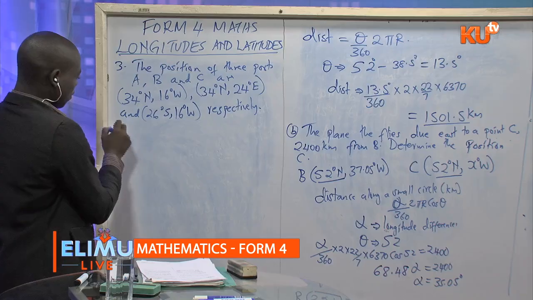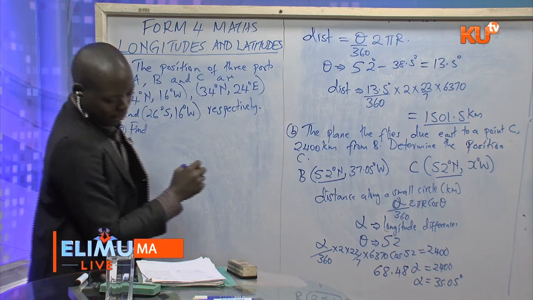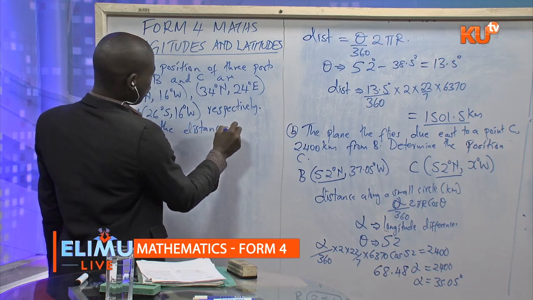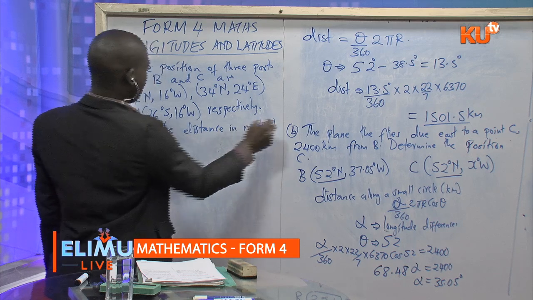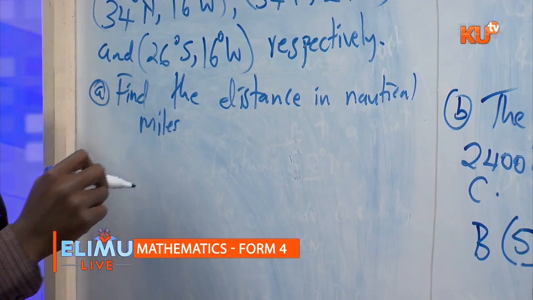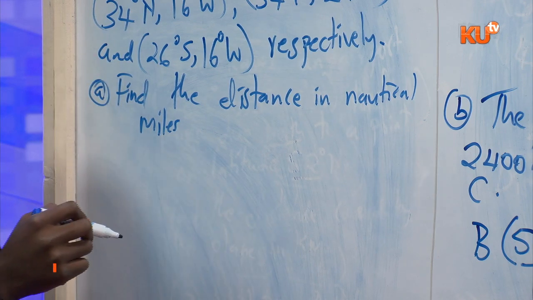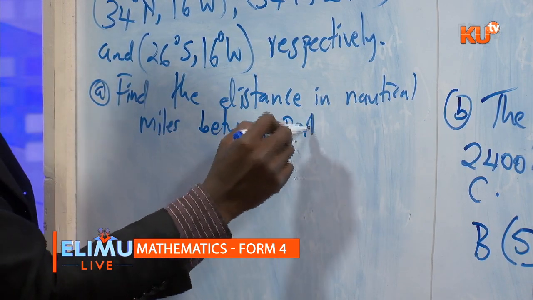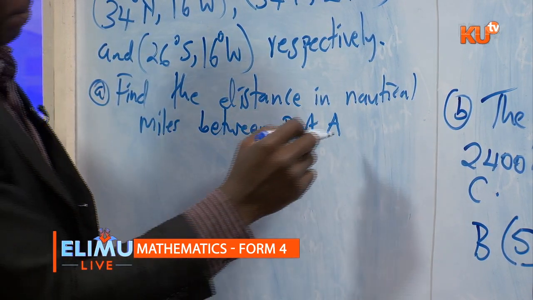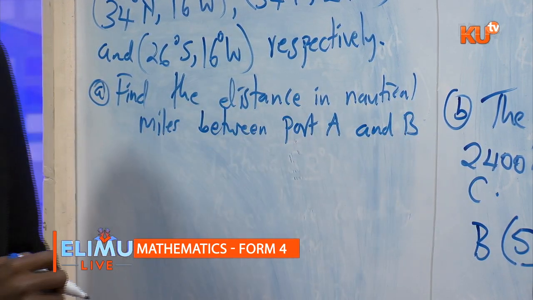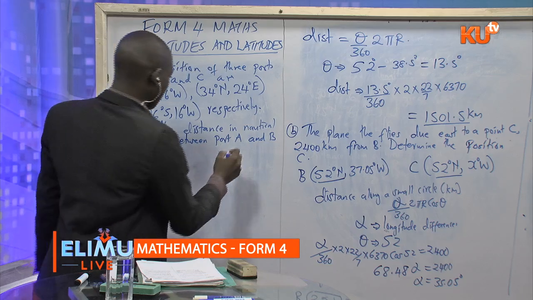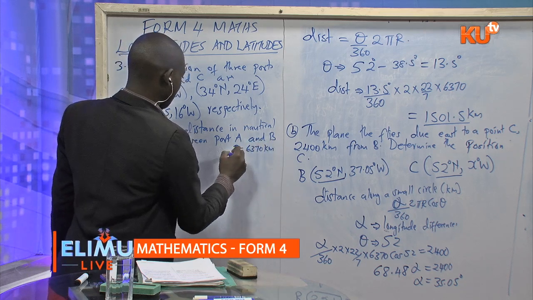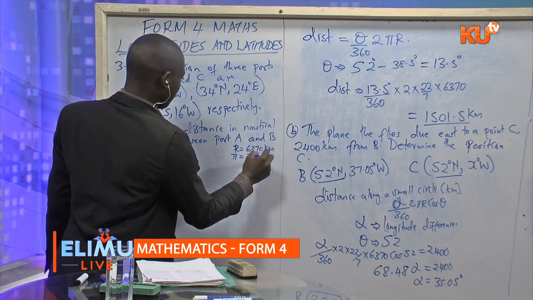You are told, part A, find the distance in nautical miles between port A and B. Our R that we're using is 6370 kilometers, and the pi given is 22/7.